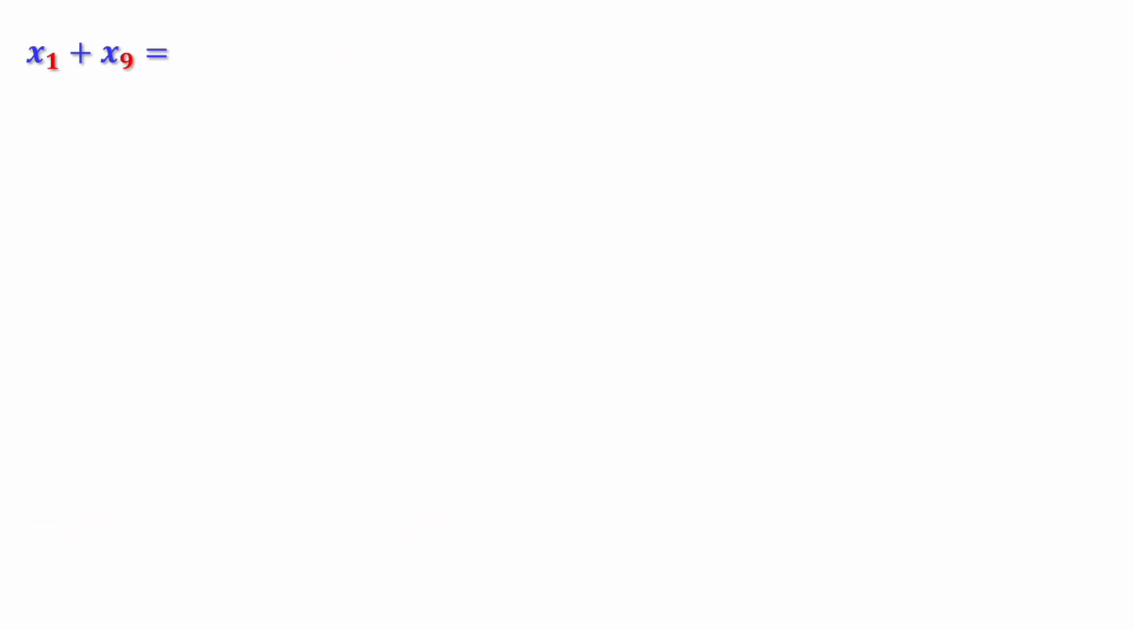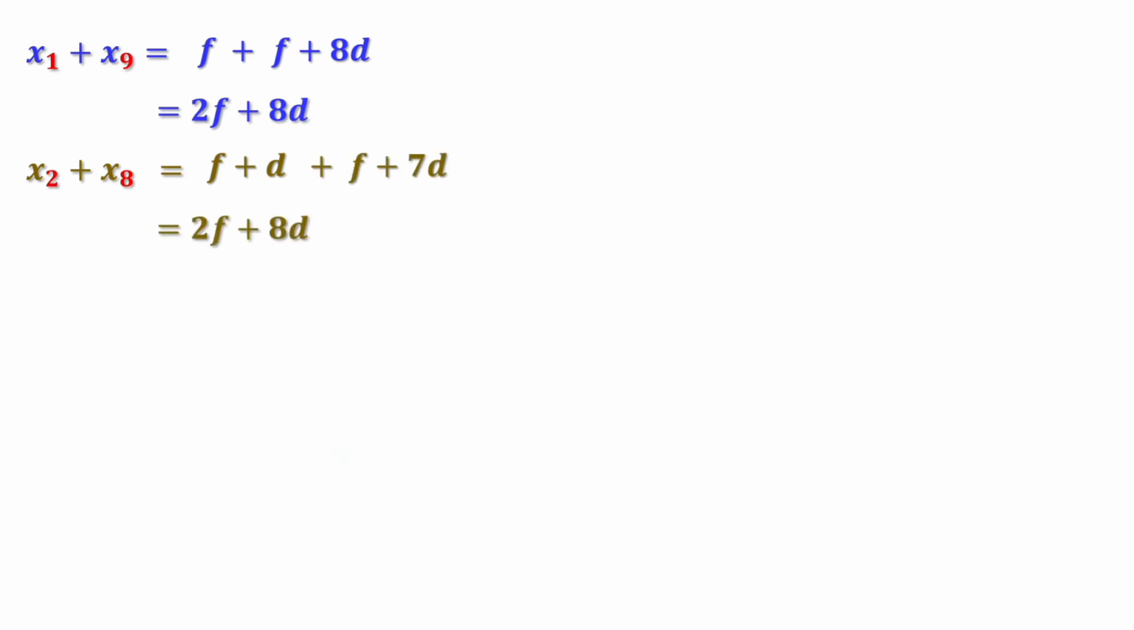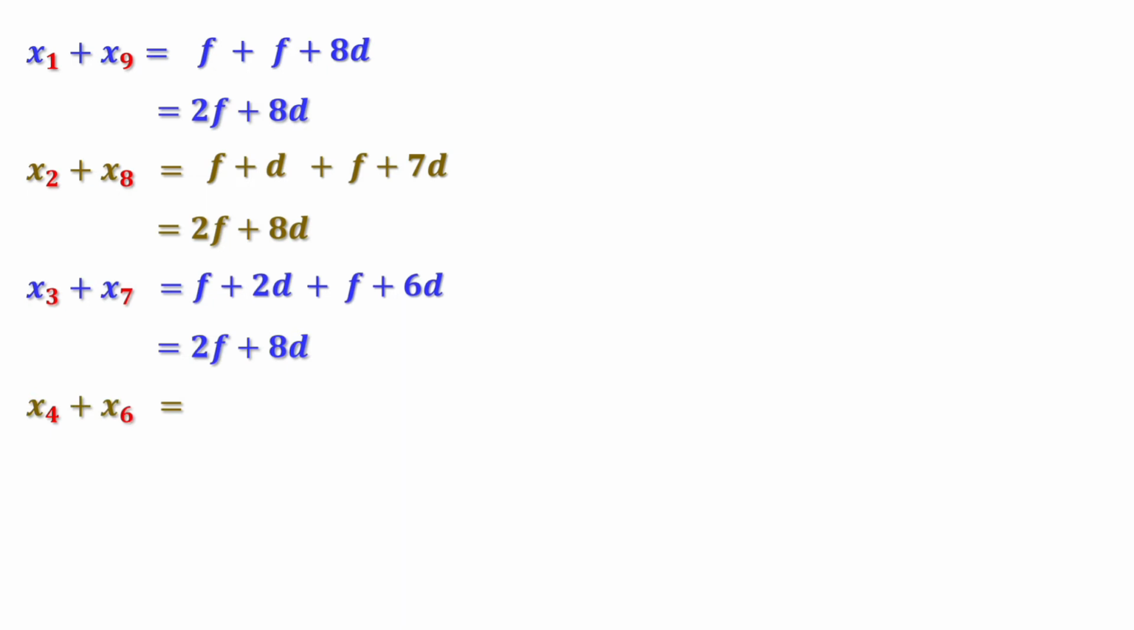First term plus 9th term equal to f plus 8d. That is 2f plus 8d. Second term plus 8th term, that is f plus d plus f plus 7d. Adding together we get 2f plus 8d again. Third term plus 7th term, that is f plus 2d plus f plus 6d. Adding together we get 2f plus 8d again. Fourth term plus 6th term, f plus 3d plus f plus 5d. Adding together we get 2f plus 8d again.